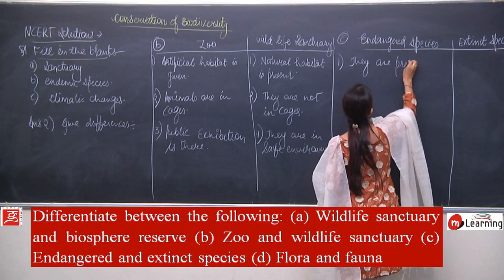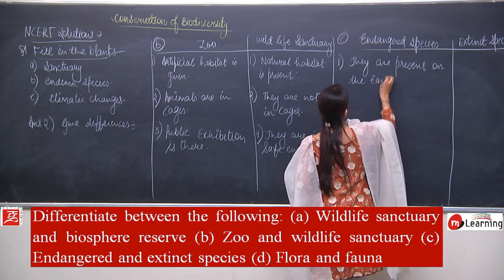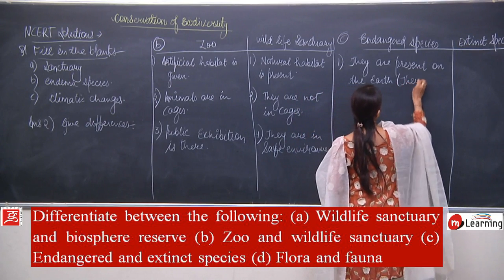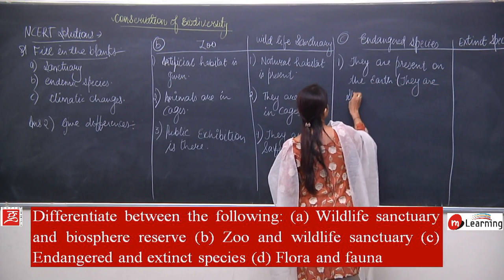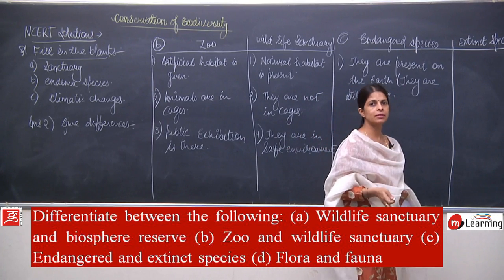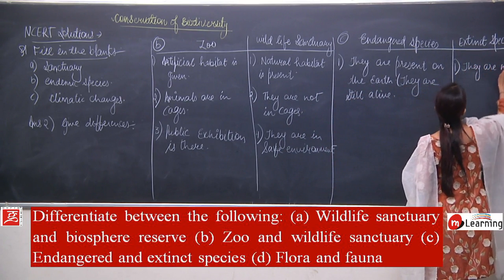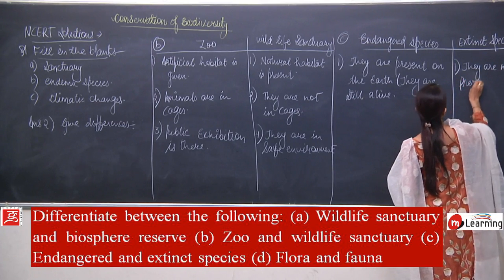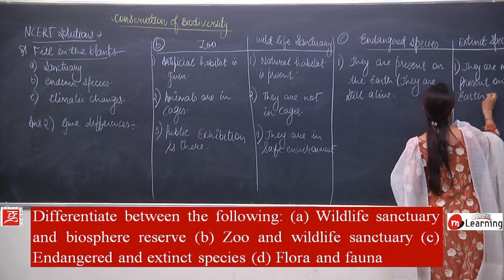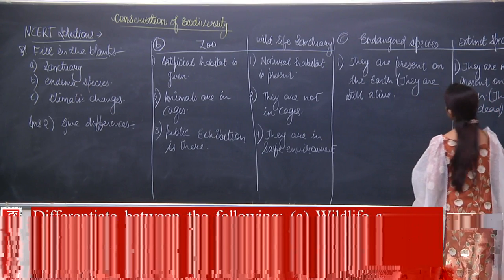Endangered species are present on the earth. That means they are alive. They are still alive. And here, the extinct ones are not present on the surface of the earth. That means they are dead or they are not alive.